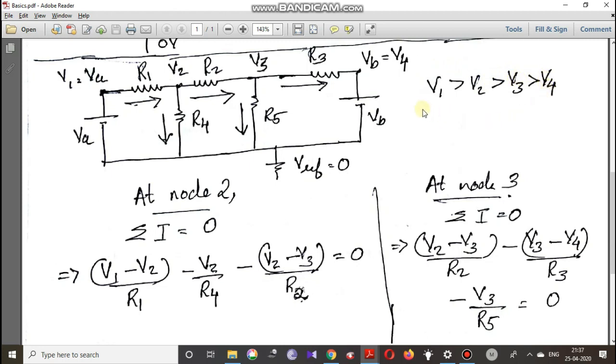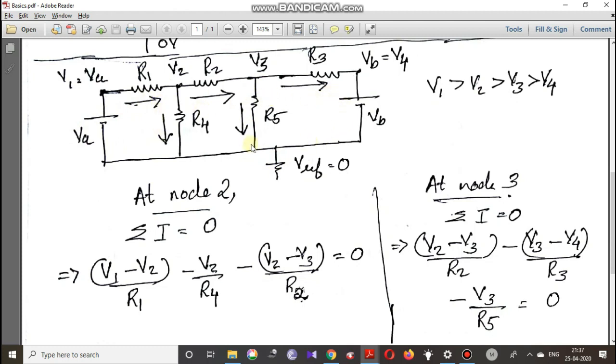Only by making this assumption, we can mark the currents which are flowing through all our resistors and all our circuit elements. The current always flows from a higher potential to lower potential. So the current through R1 is from V1 to V2. The current through R2 is from V2 to V3. The current through R3 is from V3 to V4. The current through R4 is from V2 to the ground. The current through R5 is from V3 to the ground. So accordingly, we mark the directional currents in this circuit.